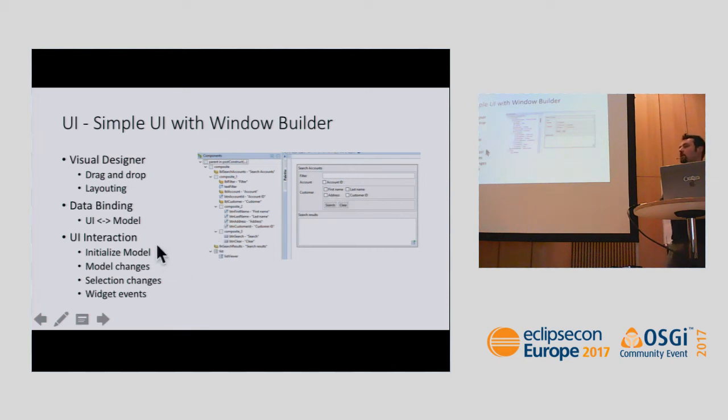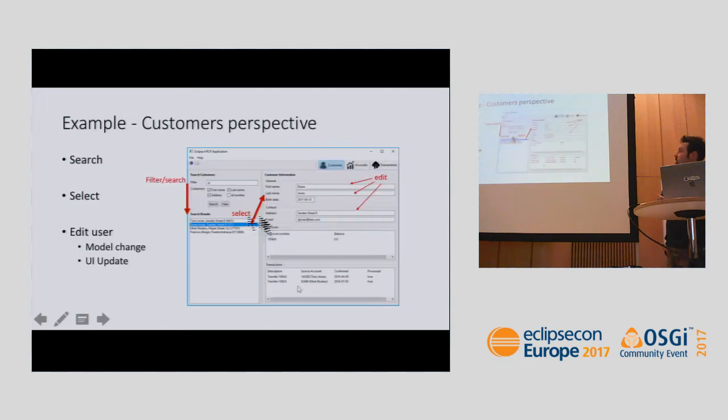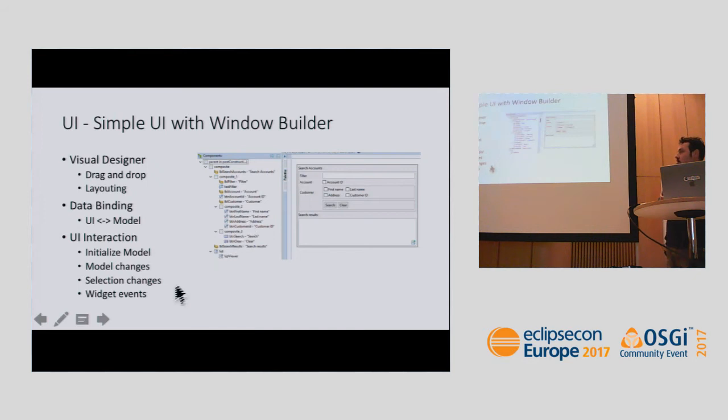And after that, you have to manually encode your user interaction. Let's say how you initialize the model. Is it initially empty? Does it have some data? How do you react to model changes? What happens when I click on this? And what happens when I change selection? In the previous case, when I select something in this view part class, the other view part class can also react to that change. And this is framework stuff. And also, you have to react to events.